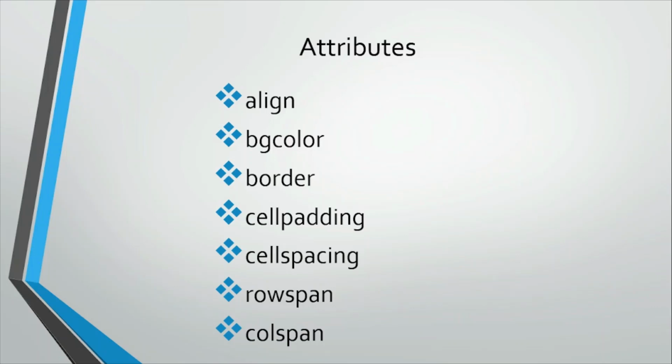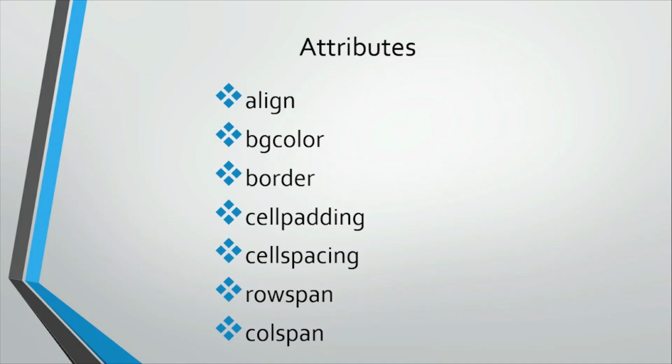Next comes the border. It is used to specify the width of the border in pixels, and the default value is 0 pixels, so no border will be displayed. Then cellpadding specifies the space between the content and the border of a table cell. Its default value is also 0. And cellspacing specifies the space between the cells. This also has a default value of 0.